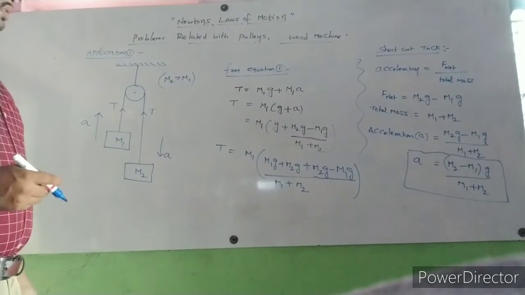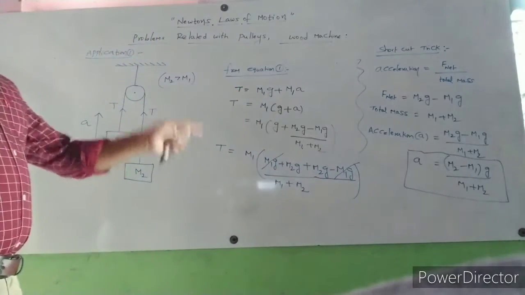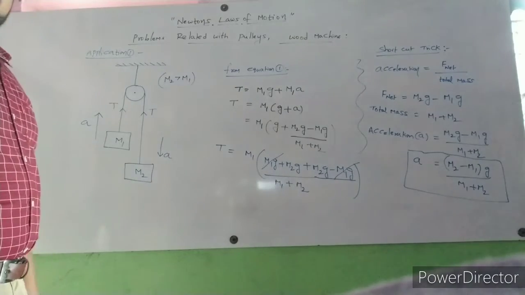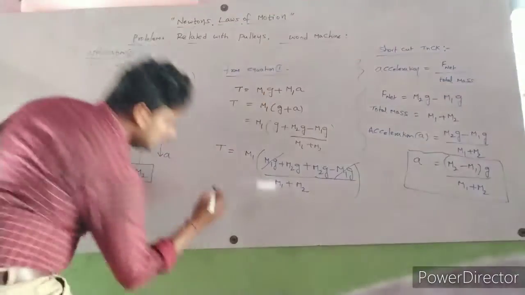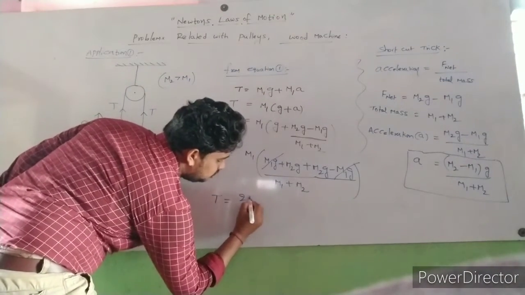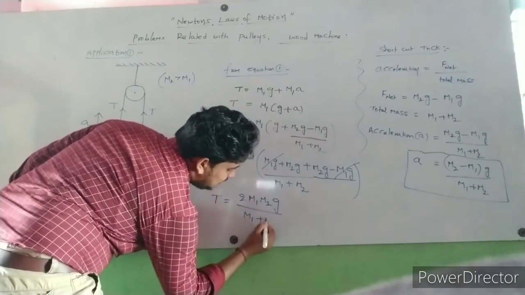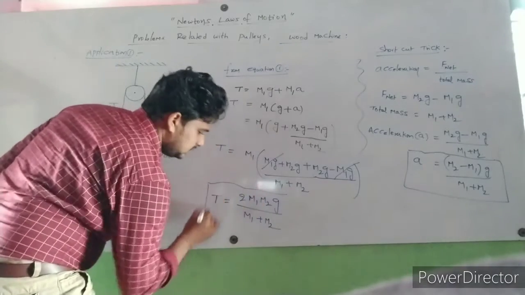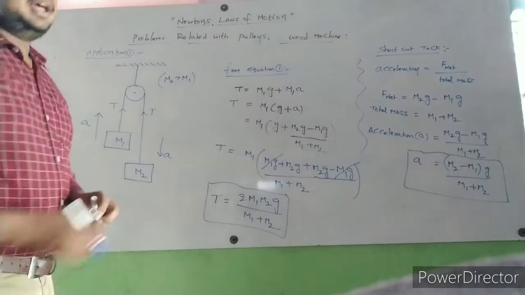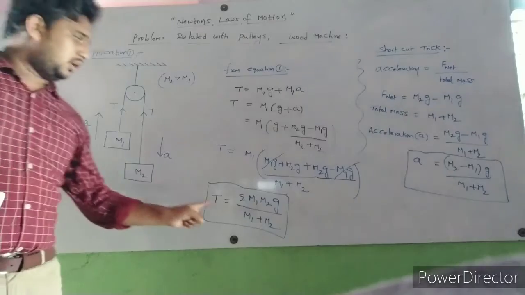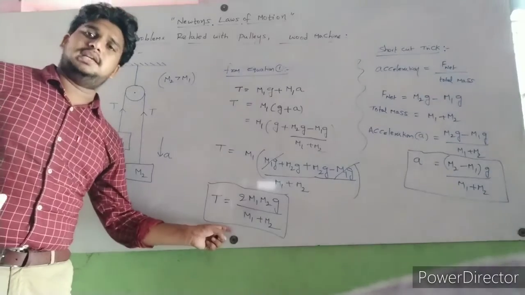So is it or not? Then what we got here? m1g is going to be cancelled. m2g plus m2g, 2m2g, into m1. So finally what we got? Tension force T is equal to 2m1m2g by m1 plus m2. So this is the tension force. Whenever questions like this are given, the tension force formula is T is equal to 2m1m2 into g by m1 plus m2.